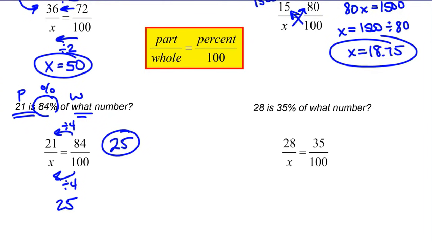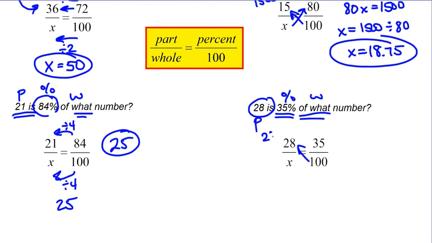So 25 is my answer there. And last one, 28 is 35% of what number? 35% is my percent, and the whole is what's missing here. So I fill in the proportion accordingly, and I'm going to use my cross products to solve this.